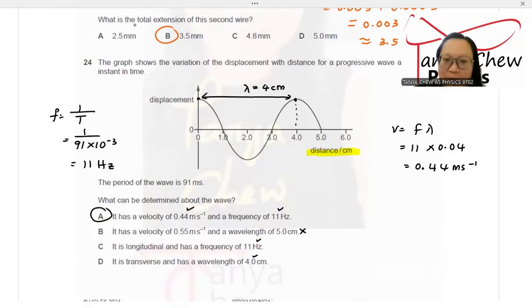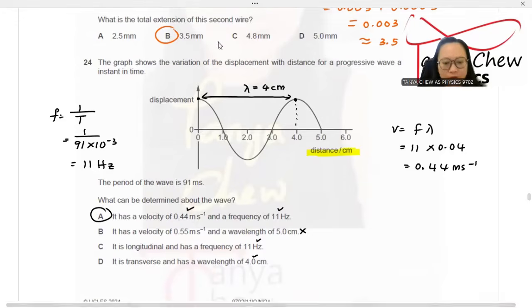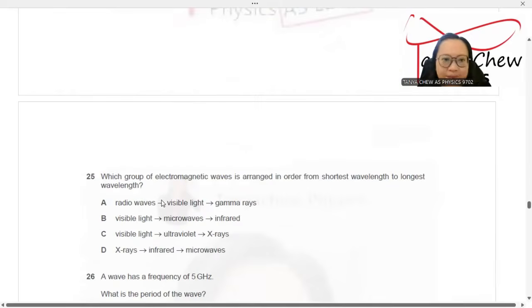Now let us look at B. B is wrong. C, it is longitudinal wave. I cannot tell from the graph because both longitudinal and transverse waves can be represented by using a cos wave or the sine wave. The answer is A.